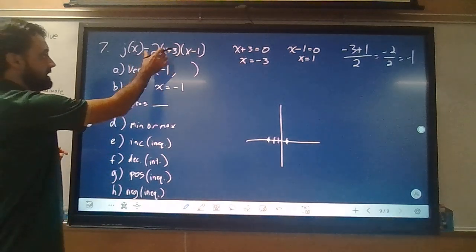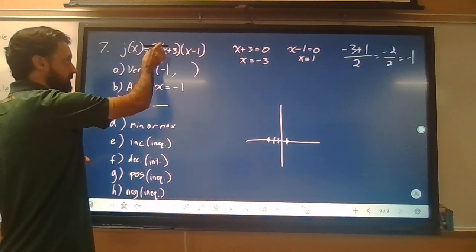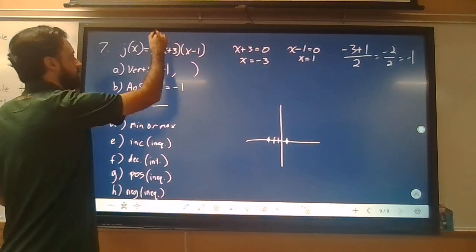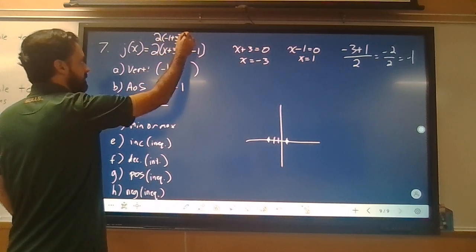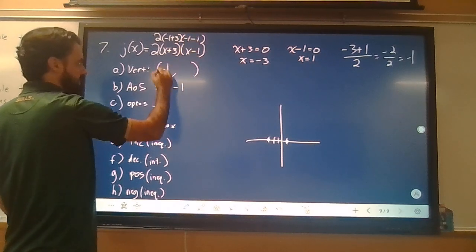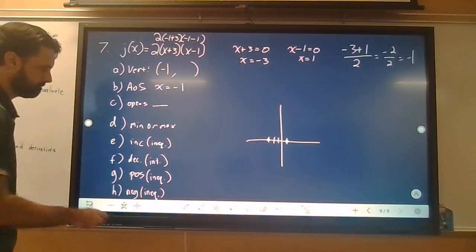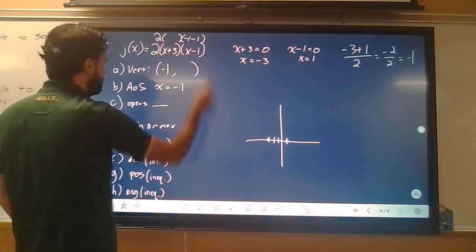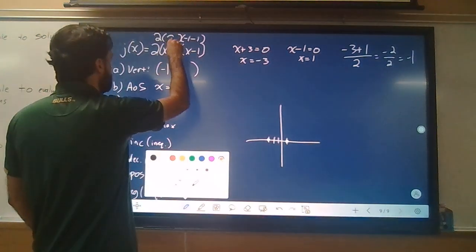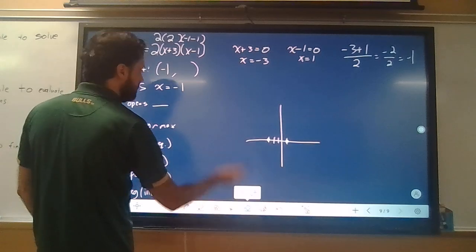To get the y coordinate of the vertex, we've got to replace both x's with -1s. So here's how this looks, and these are all being multiplied. What parentheses means is we're multiplying the things together. So it's 2 times (-1 plus 3) times (-1 minus 1). I'm just replacing both x's with that -1. Well, -1 plus 3 is 2, so this is 2 right here.